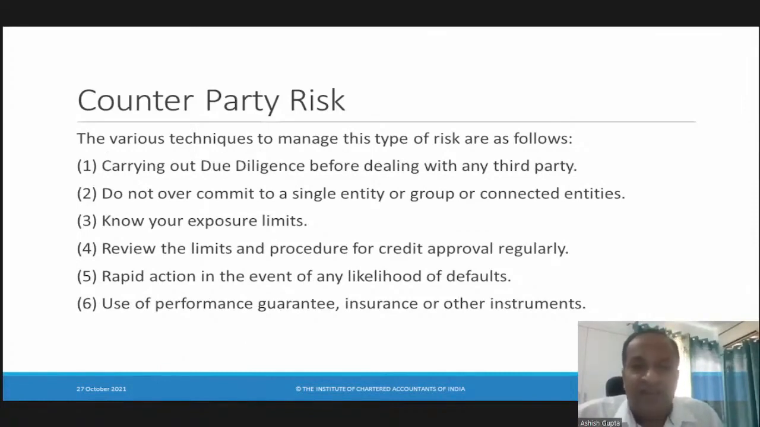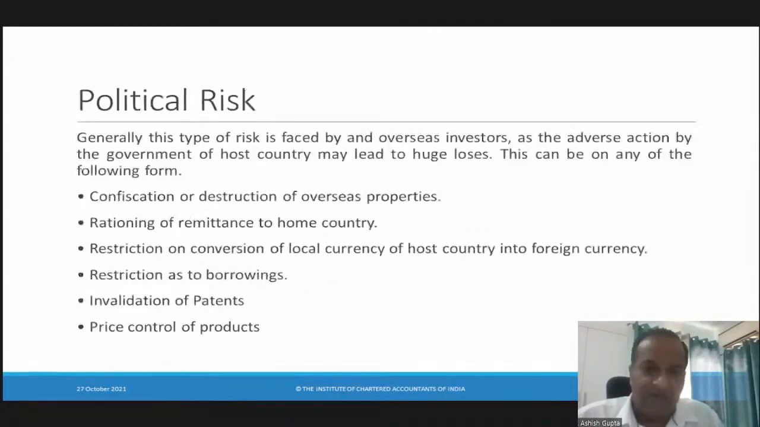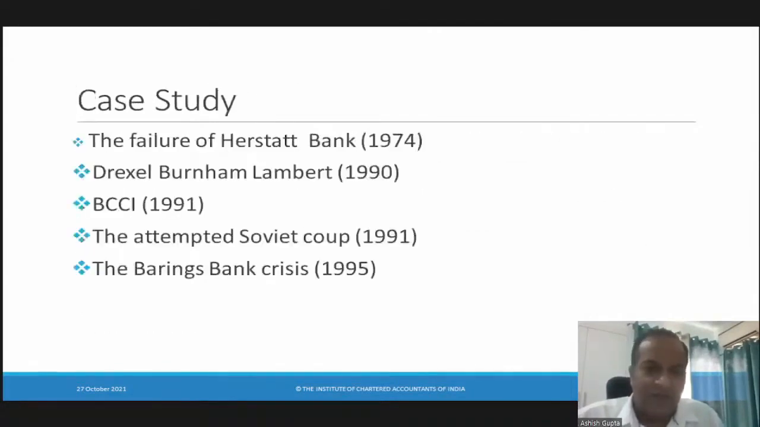Now the various techniques to manage this type of risk include carrying out due diligence. Before I cover that, 1 minute. There is one very famous case of counterparty risk, and these are 5 cases I have picked up from the net.